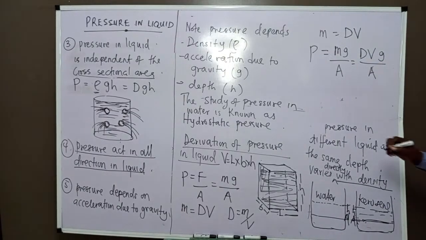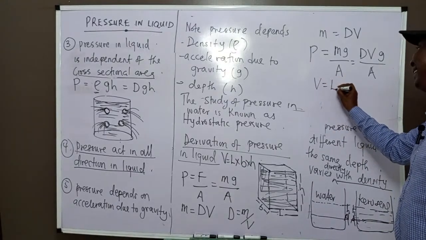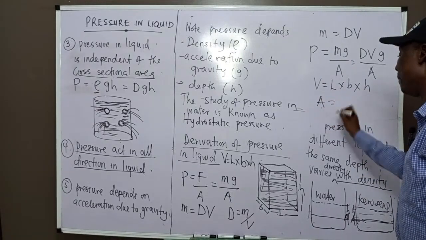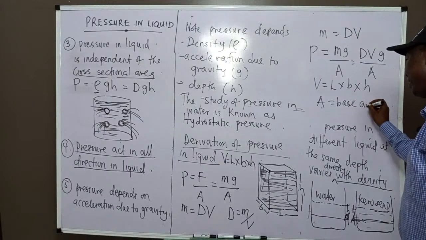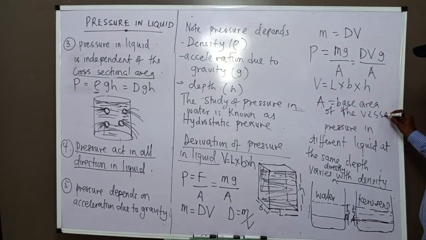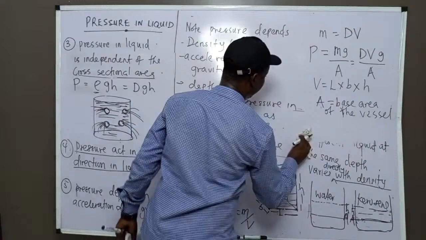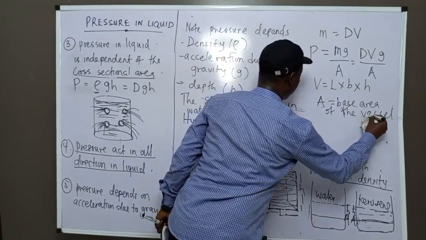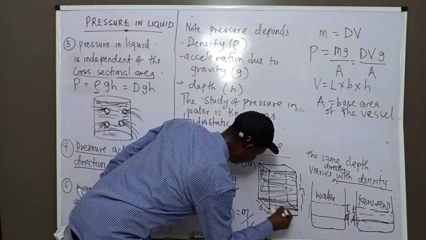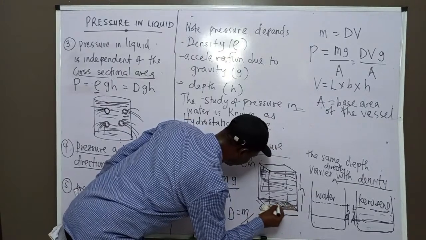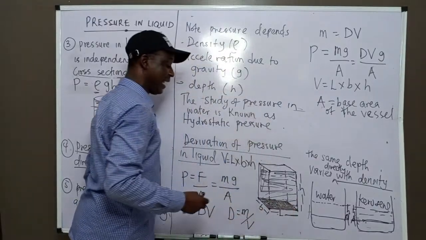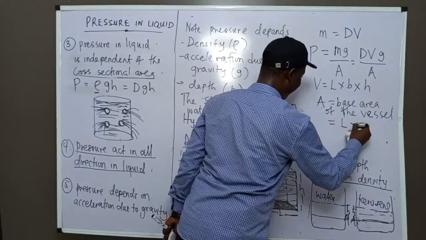Now, something we have to note. Remember that volume is equal to length times breadth times height of the container. What is the area? This is the base area of the vessel that we are considering. And what is the base area of that vessel? It is length times breadth. The base area is length times breadth.